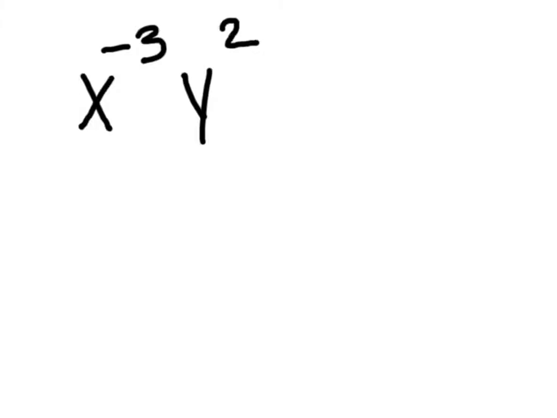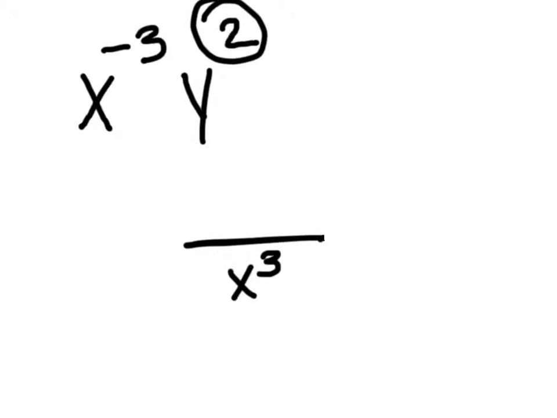We have x to the negative 3, y squared. So since the x is to the negative 3, we have x cubed on the bottom, and the y is already positive, so it's y squared over x cubed.